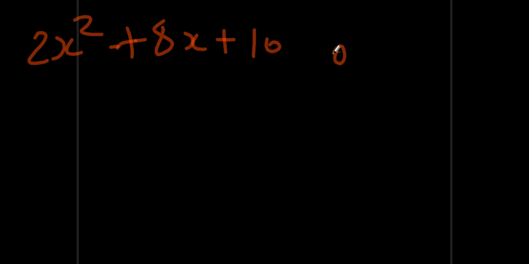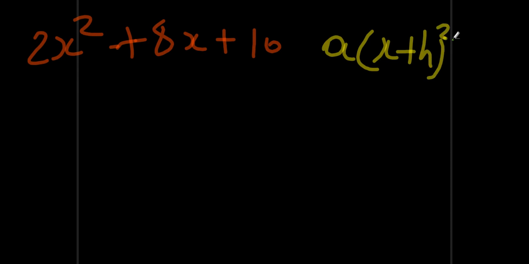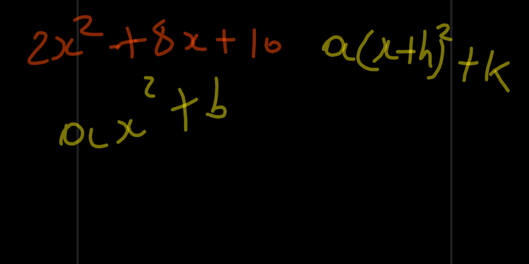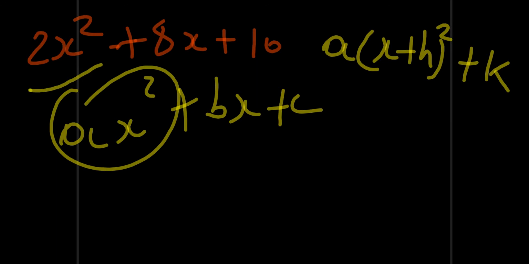Let me change the color of my marker. So we have (x + h)^2 + k, an open bracket x plus h close bracket raised to the second power plus a constant k. And it is so easy. And if you remember how a quadratic expression looks, this is the general form of a quadratic expression, where this term represents this.